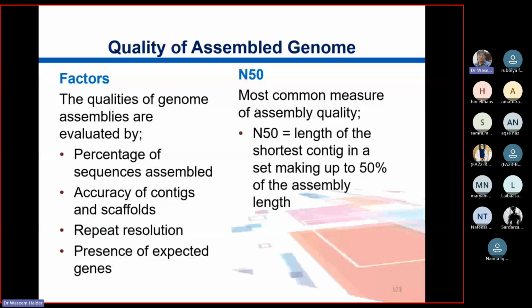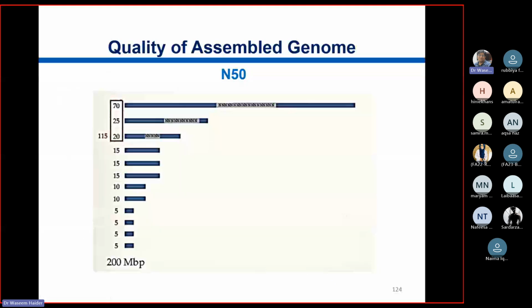Cover this N50. N50 is the measure of the assembly quality. So if your assembly is based on contigs or scaffolds, what you can do is, for example, when you put your total assembly together, that assembled genome is 200 Mbps, million base pairs.